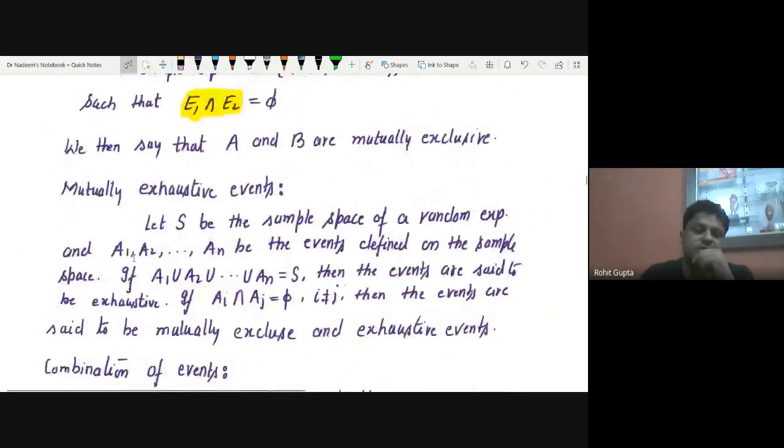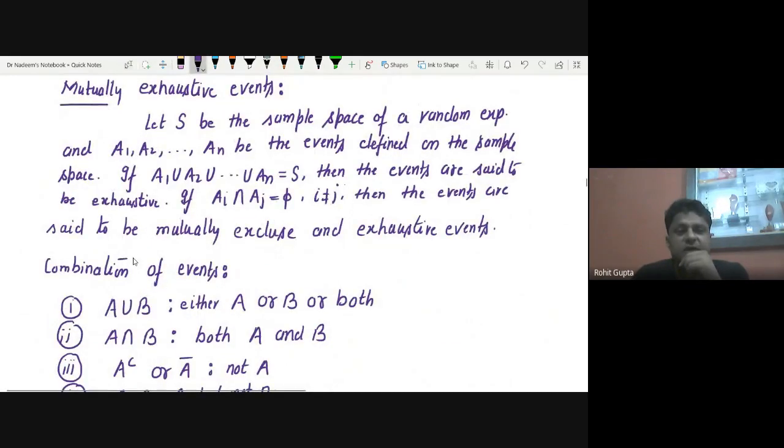Exhaustive events. Here we study mutually exhaustive events. Suppose we have several possible events of a sample space S, denoted by A1, A2 to An. I repeat the definition again. If the union of all these events is the complete sample space, then these events are said to be mutually exhaustive events. And if the intersection of different events is empty, then the events are said to be mutually exclusive and mutually exhaustive events.